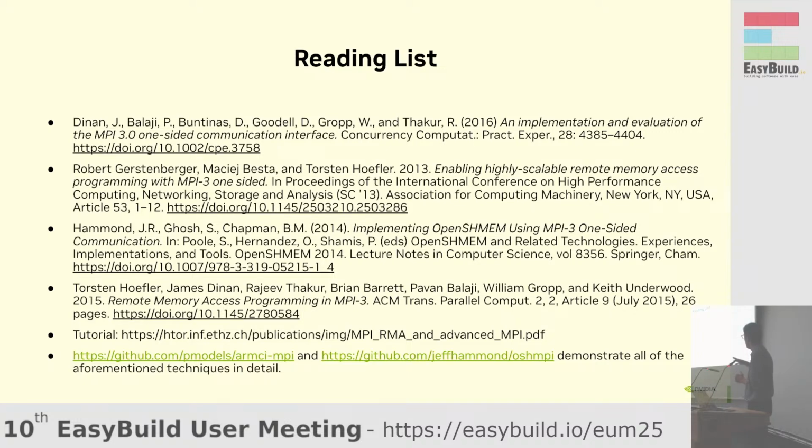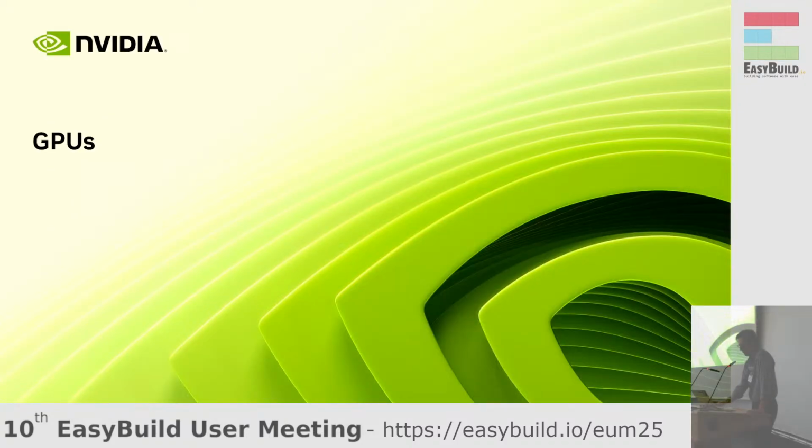It shows how you map SHMEM to MPI, and that's pretty much all you need to know to understand how MPI RMA works anyways if you're just looking for a one-sided library. Torsten has a great tutorial on this stuff. You can read some code. So I should stop now.